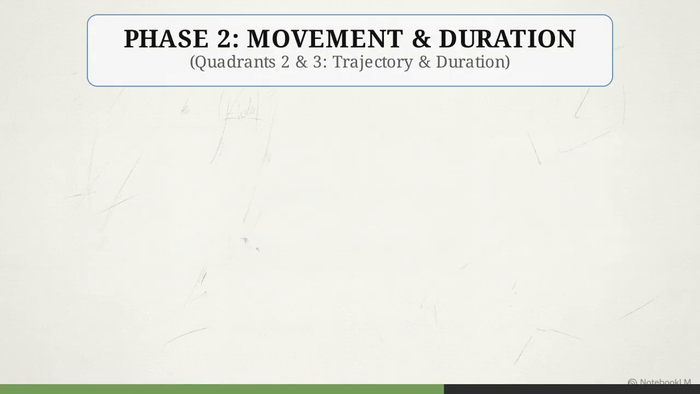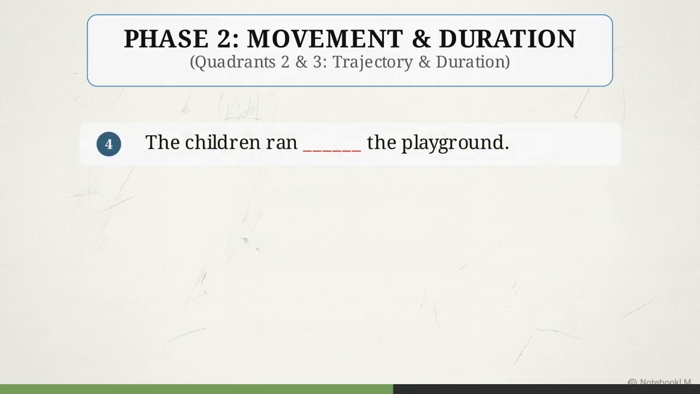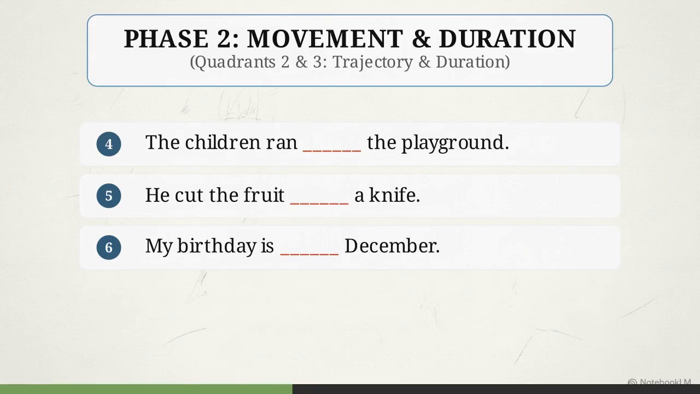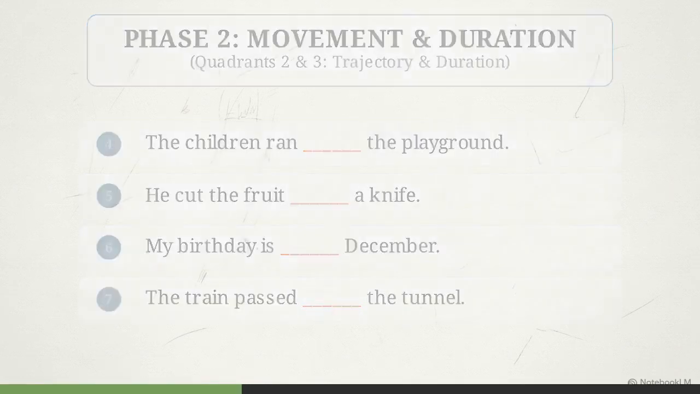Phase 2. Analyze movement and duration. The children ran blank the playground. He cut the fruit blank a knife. My birthday is blank December. The train passed blank the tunnel.